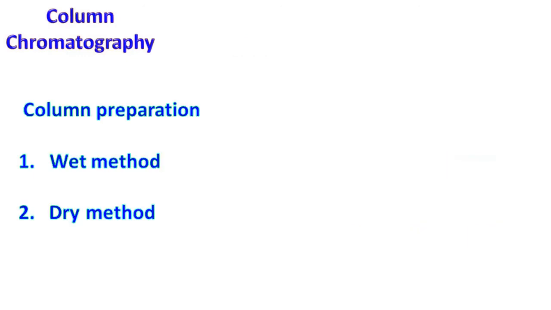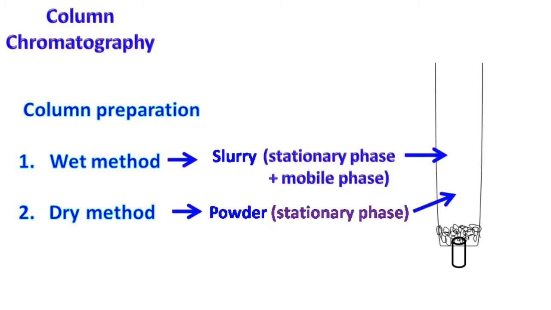The column preparation is usually carried out by two methods: number 1, wet method, and number 2, dry method. In the wet method, the stationary phase is mixed with a mobile phase to make a slurry and then packed in the column. In the dry method, the powder of the stationary phase is directly added to the column. Once the powdered stationary phase is packed, the mobile phase is flushed through the column to make it wet. Either method can be used for column preparation. However, care must be taken to avoid any bubbles in the column while packing the stationary phase.